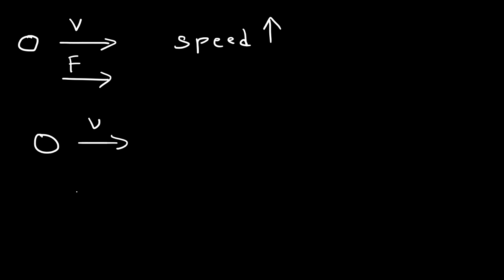Now, what if the force and the velocity vectors are anti-parallel? If they're opposite to each other, what's going to happen to the speed? The ball is going to slow down.